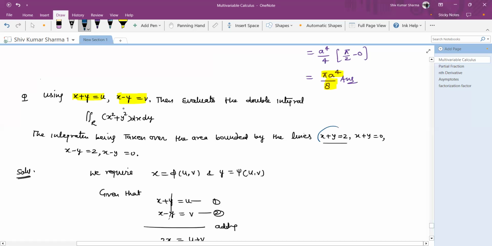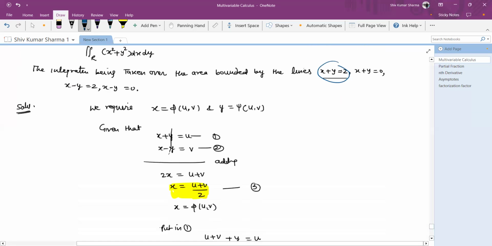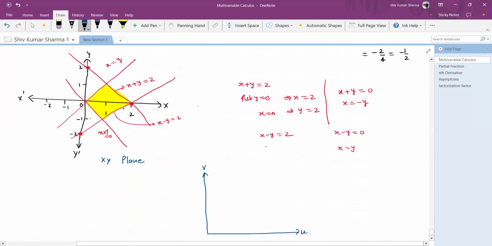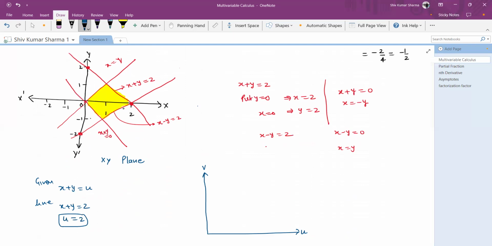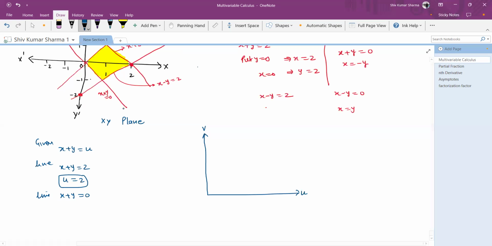The line is given as x plus y equal to 2, so directly we write u equal to 2. The second line is x plus y equal to 0, so x plus y equal to 0 means we put u equal to 0. So this is for u.